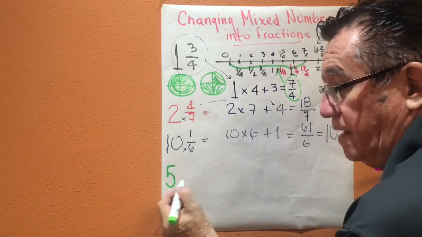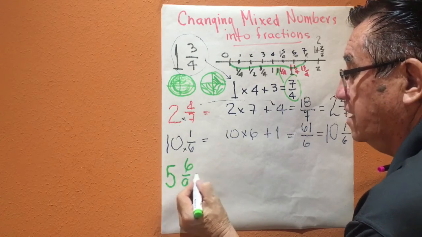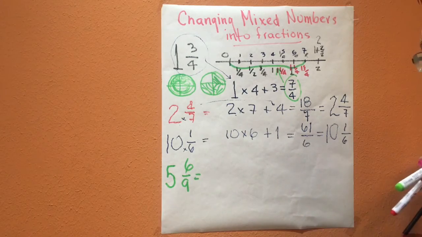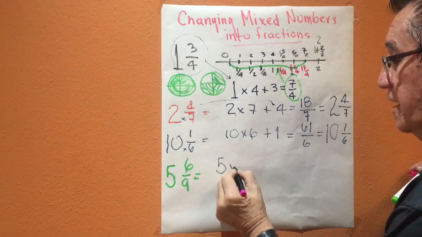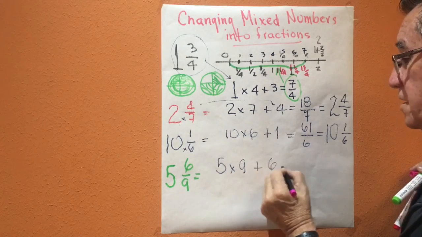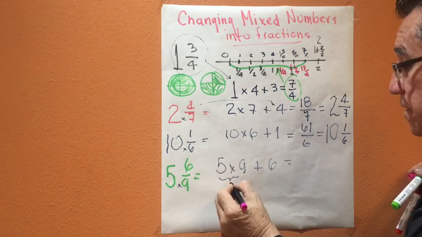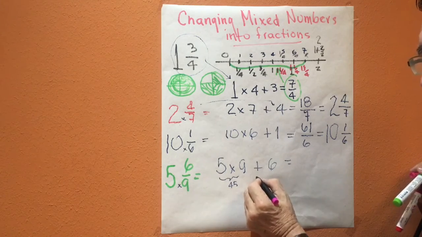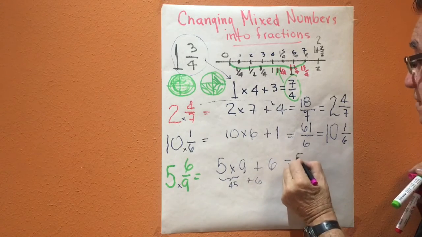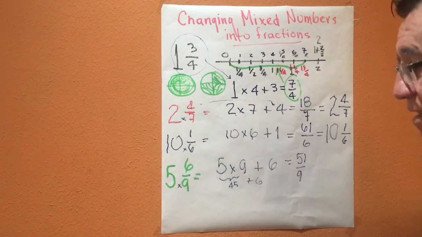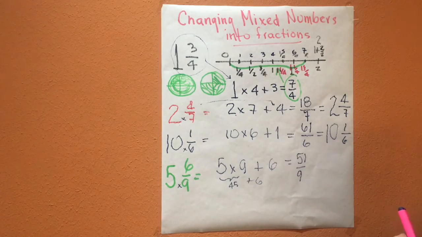Okay, another example. Let's see it. If we have 5 and 6/9, we follow the same procedure. All right? So, multiply 5 times 9 plus 6. Remember, we have to multiply this. What's the answer? This is going to be 45 plus 6 equals 51/9. Okay, well, in this case, I have to be very careful because these are numbers that could be simplified to the lowest form.